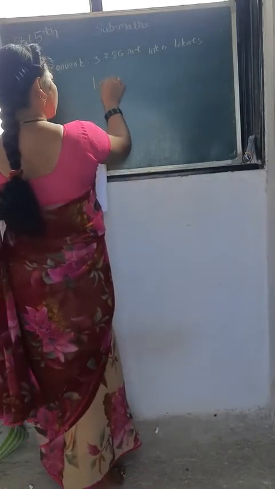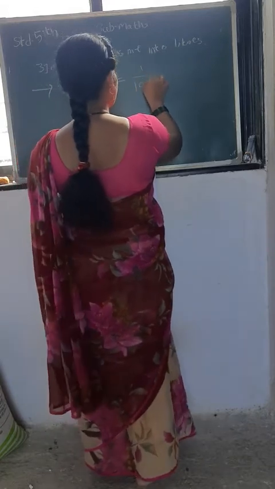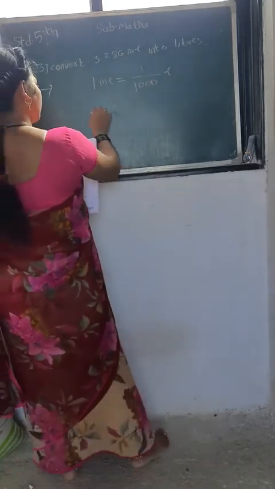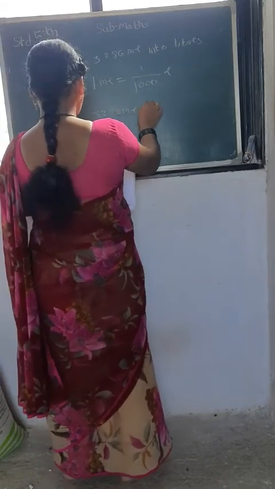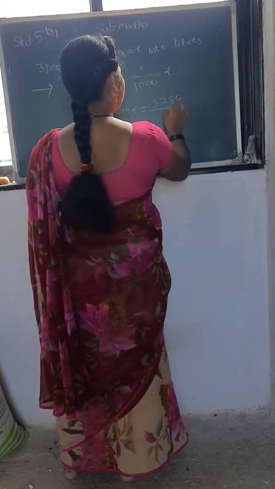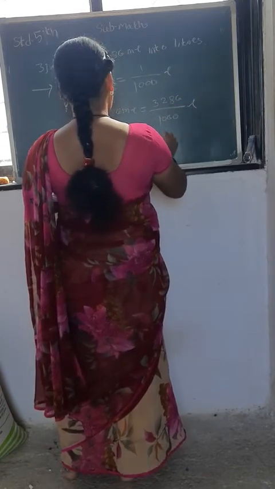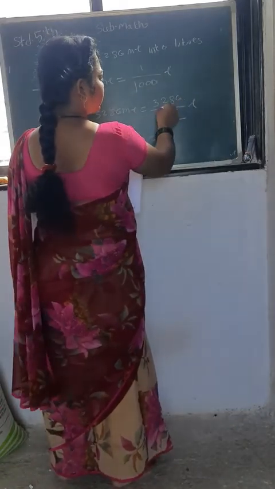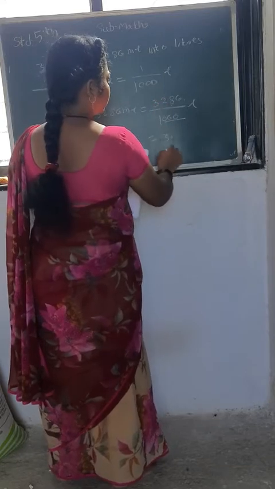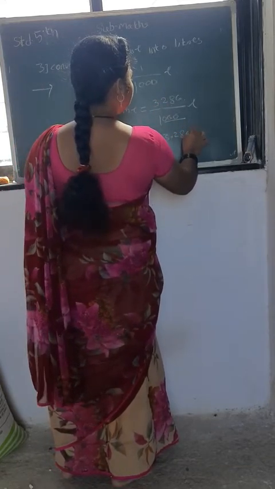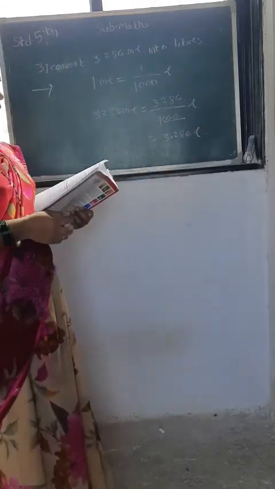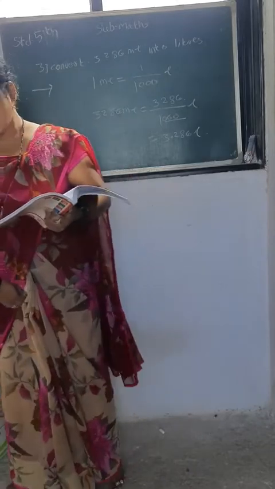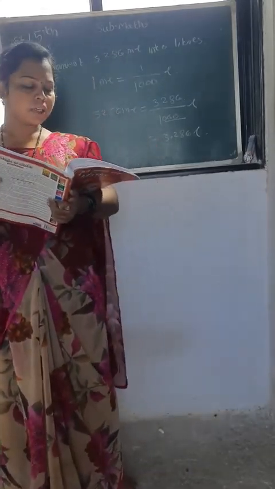3286 milliliter into liter. Solution is 1 milliliter is equal to 1 upon 1000 liter. Then 3286 milliliter is equal to 3286 upon 1000 liter. In the denominator, 3 zeros are given, so shift the decimal point after 3 digits, that is 3.286 liter. This is units of capacity. Solve exercise 7.3, extra multiplication and division in metric mixed quantities.